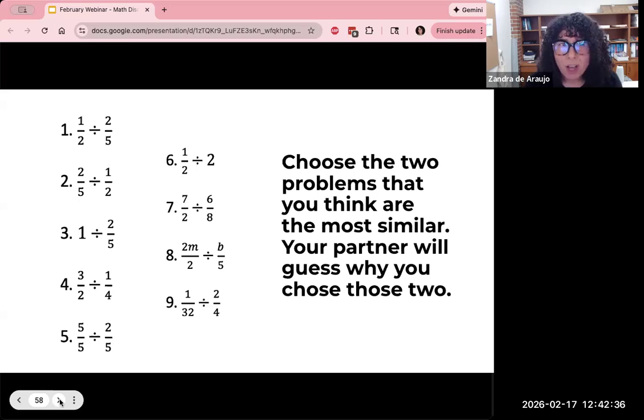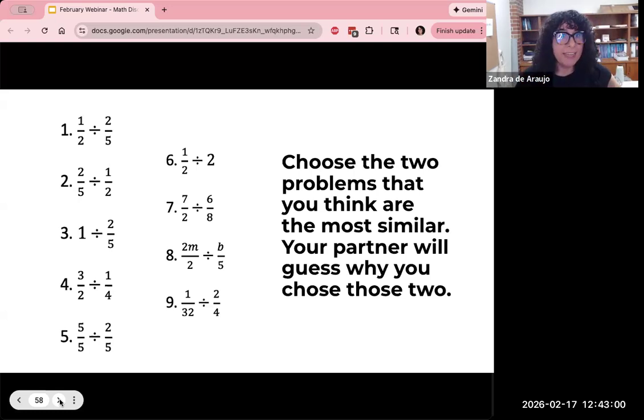But how can we get them to talk about it a little bit with their peers, and also do some reasoning and justifying and sense making? So this is a strategy we like. So if you want to put in the chat which two you think are the most similar, you can. For me, let's see, which ones do I think are the most similar? I'm not sure. Maybe 3 and 5 would be the most similar to me.